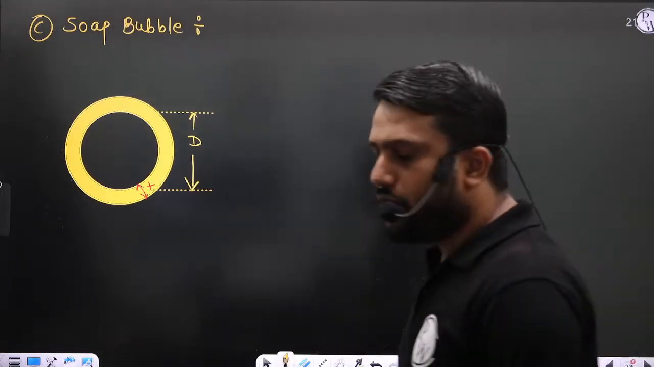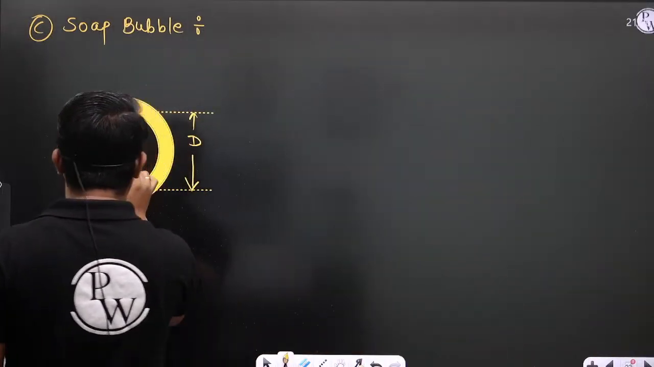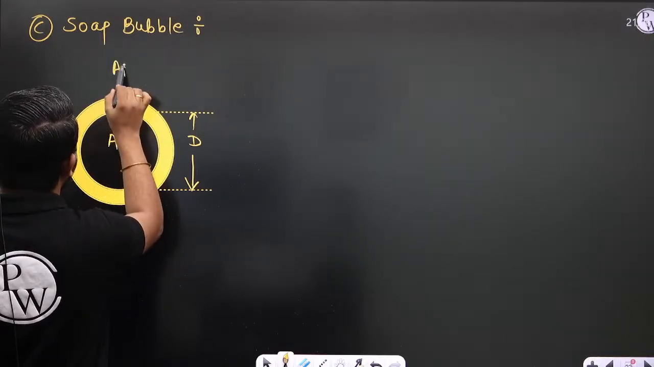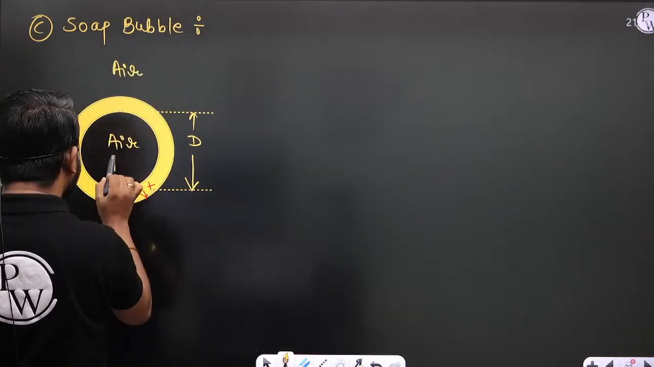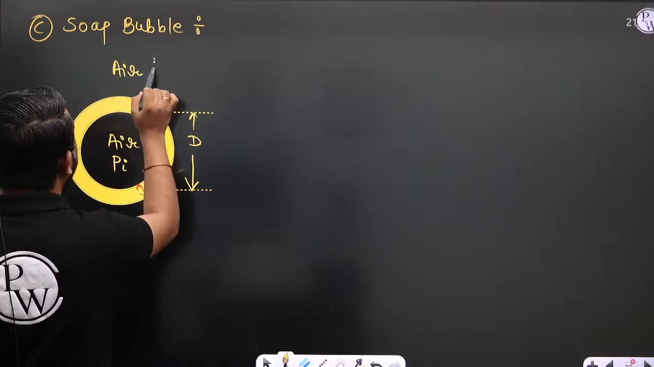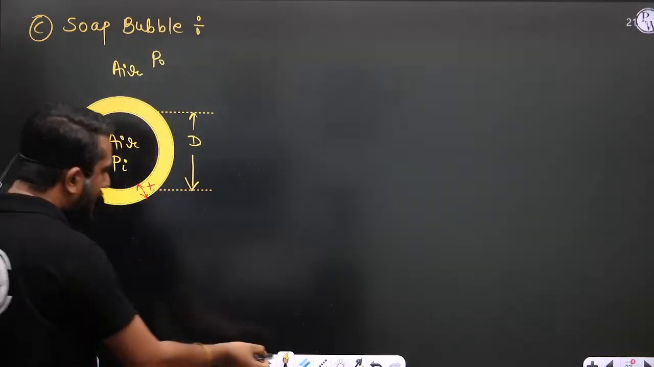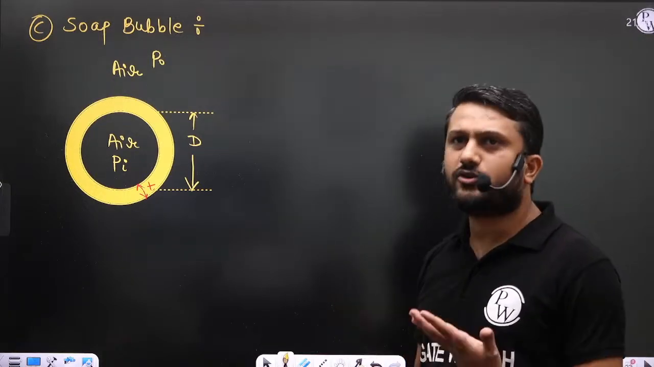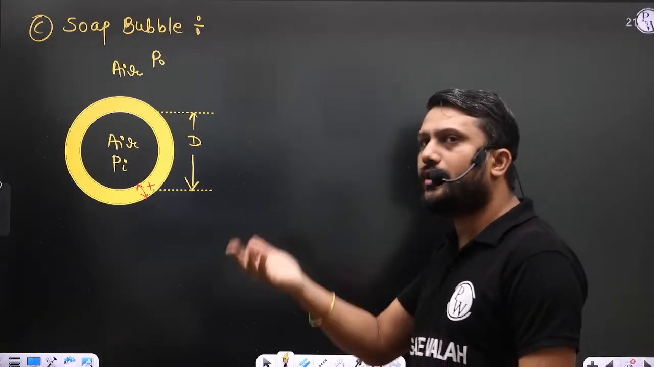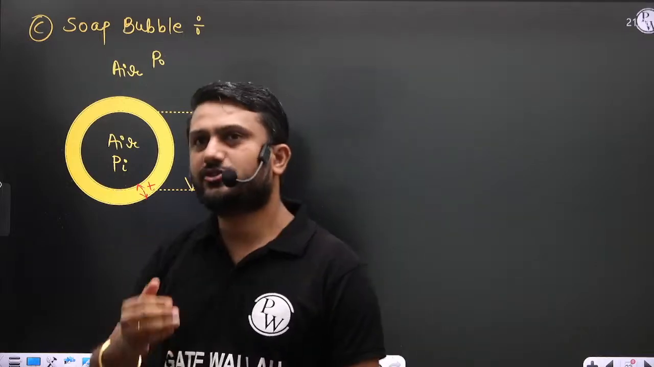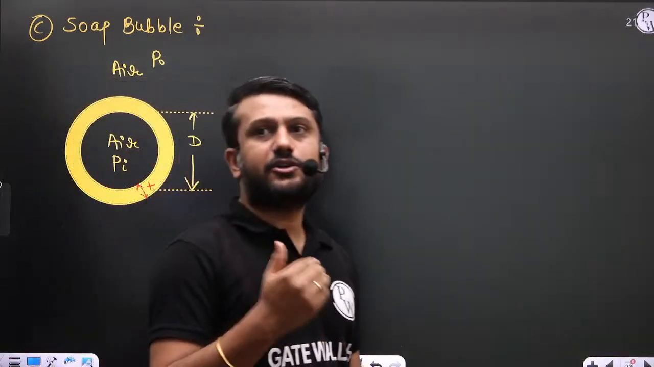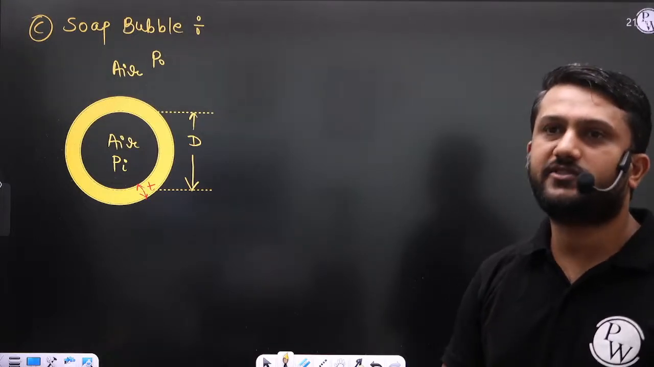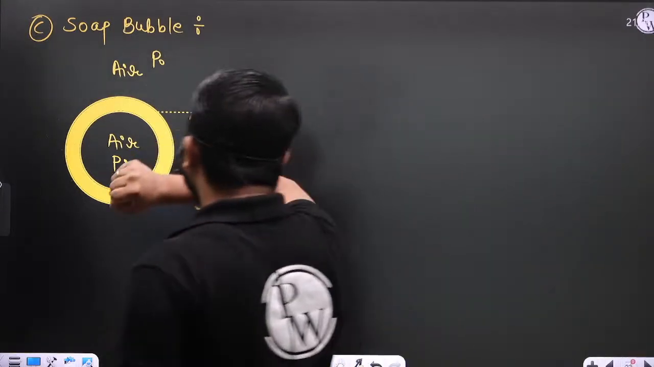Is it fine? Now see, if you see this soap bubble, inside there is air and outside also there is air, right? Inside the pressure is Pi, whereas outside the pressure is P naught. In case of the soap bubble also, R1 is equal to R2 is equal to R only, right? The soap bubble is also spherical in shape, na? Fine.